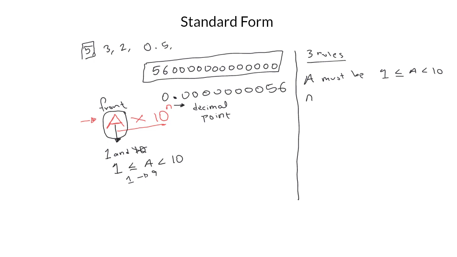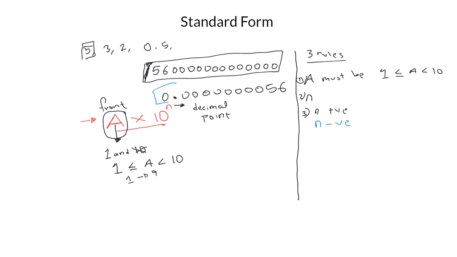Okay, now the third one, which is the third rule that you have to learn, is if it is a big number, like the one we have here, then n will be positive. If it is a small number, like what we have here, then n will be negative. If you can take this in step by step, you have learned how to write any number in standard form.